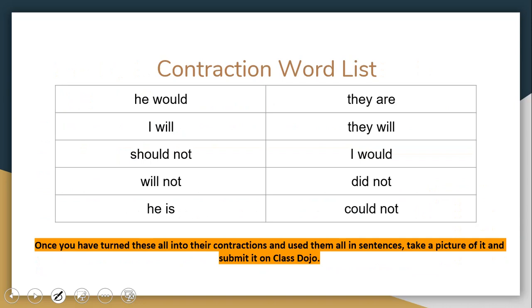But remember, all you're doing is just taking these contractions and making them into sentences, or using them in a sentence. So he would, put it together, use it in a sentence. I will, put it together, use it in a sentence. Should not, put it together, use it in a sentence. And that's it. That is your English job for today.